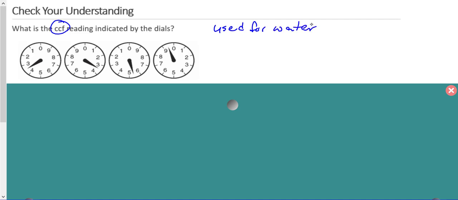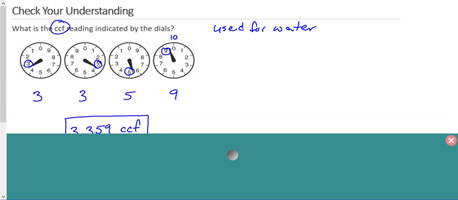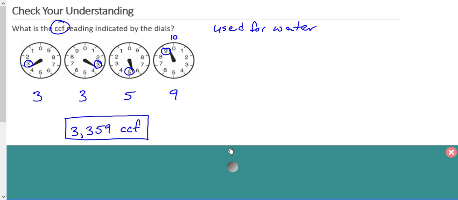If we look at our dial, the arrow's between 3 and 4, so we go with the 3. It's in between 3 and 4 again, we go with the 3. It's in between 5 and 6, so we go with 5. And the last one's between 9 and 0. Remember, if the arrow's in between 9 and 0, the 0 actually represents 10. So we would go with the number 9. So 3359 would be our number, and we put our unit of measure afterwards. So the meter reading for this time is 3,359 CCF.